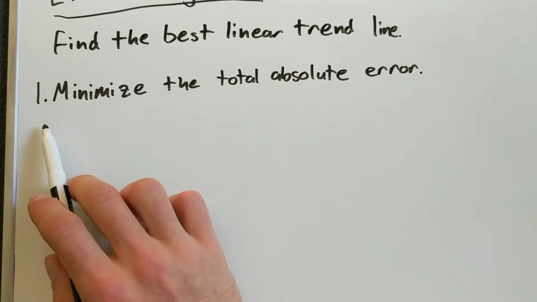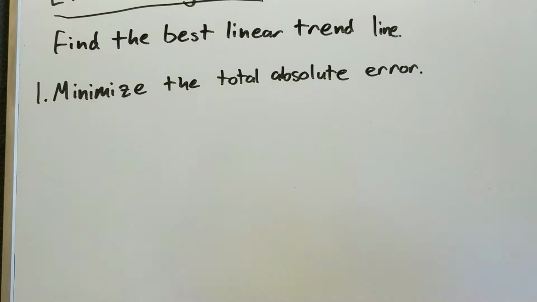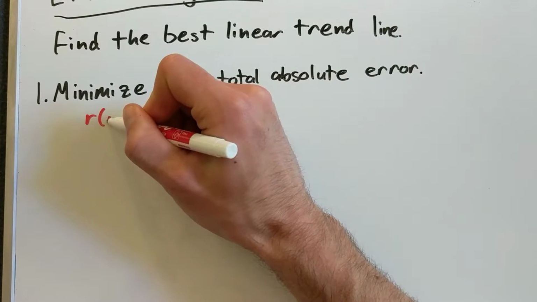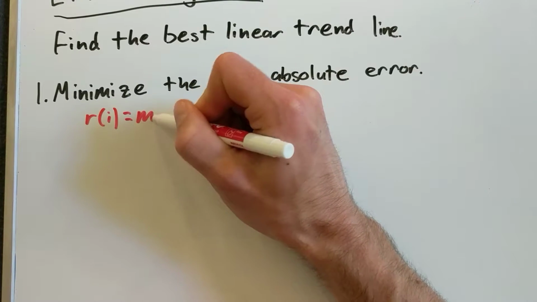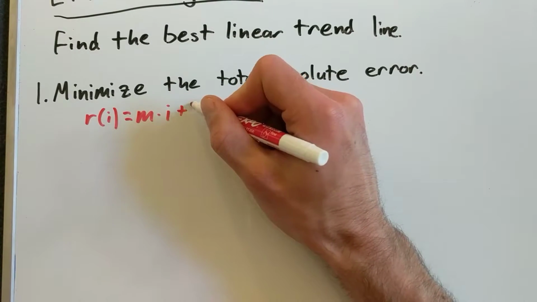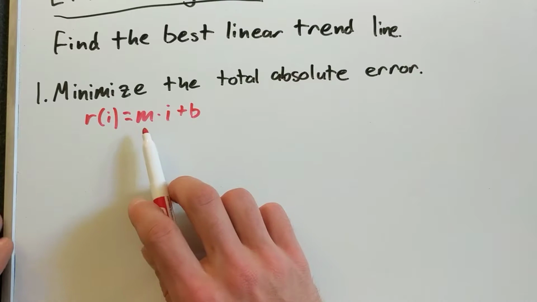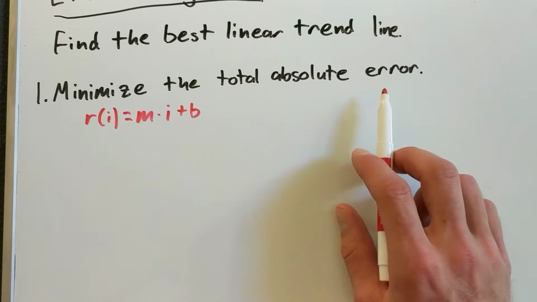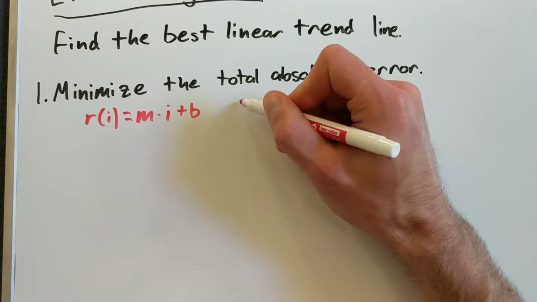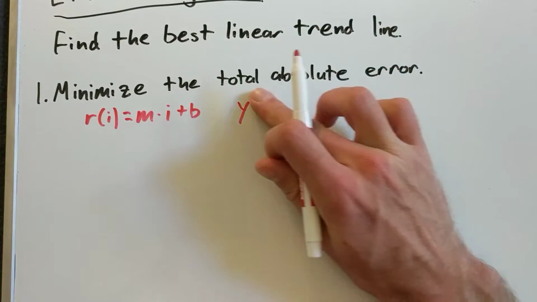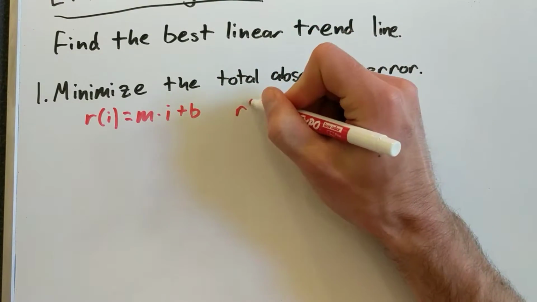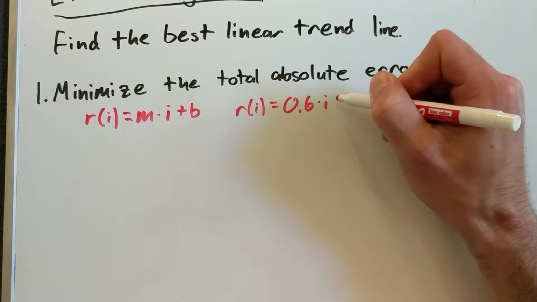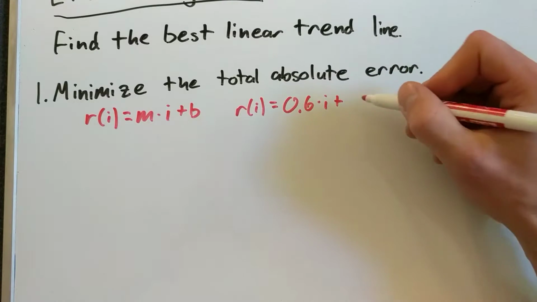We first minimized the total absolute error, which for us, remember that our equation was r of i is equal to the slope m times the day i plus b. So we went through and tried a whole bunch of different slope and y-intercept combinations. And to minimize the total absolute error, the equation that we found was r of i is equal to a slope of 0.6 times i plus a y-intercept of 4.5.